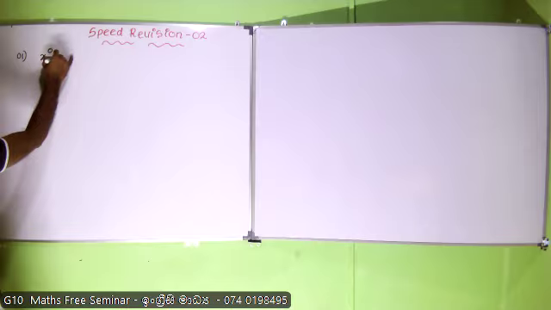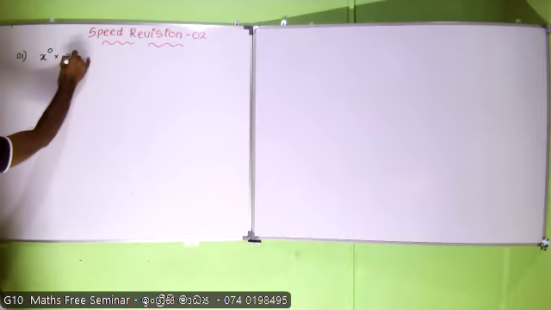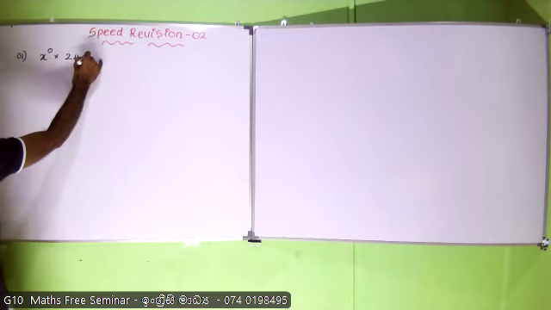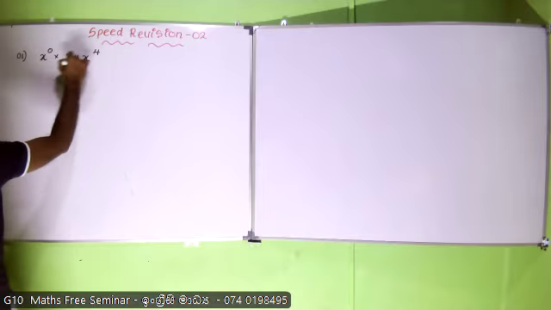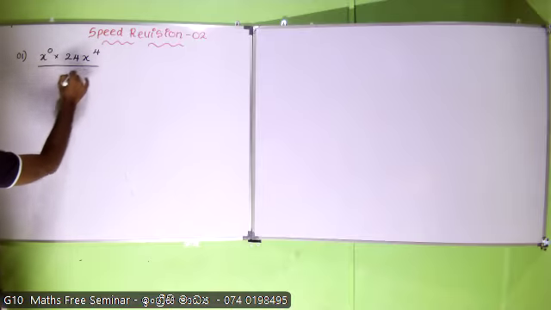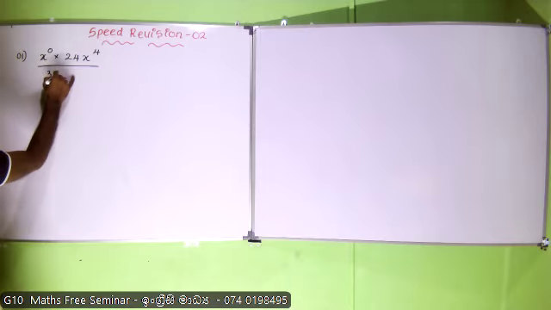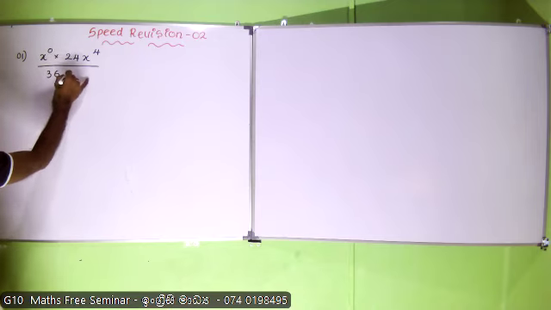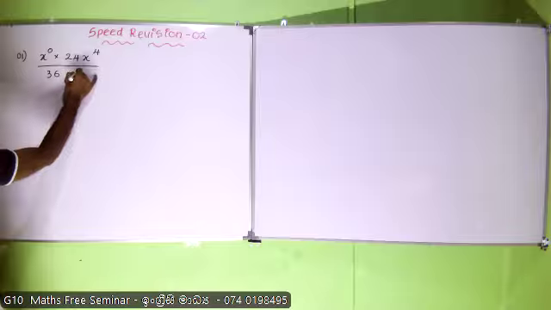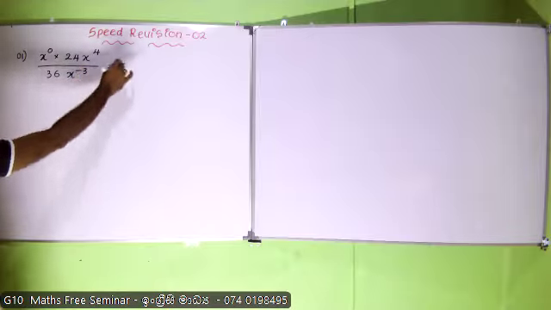X to the power 0 multiplied by 24 x to the power 4, divided by 36 x to the power minus 3. Simplify.